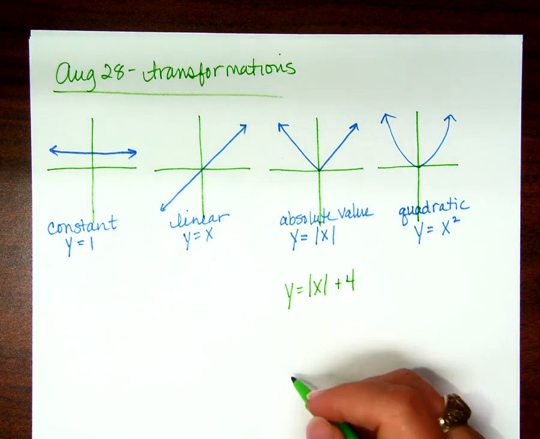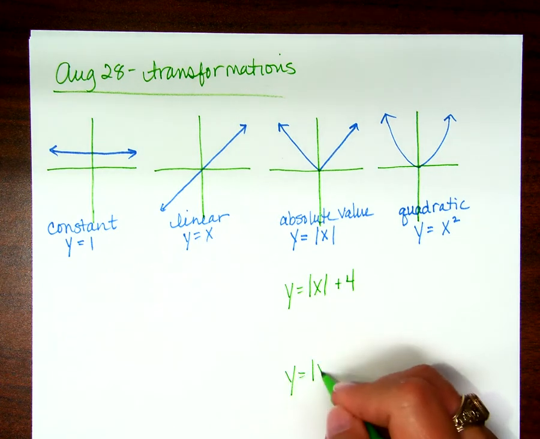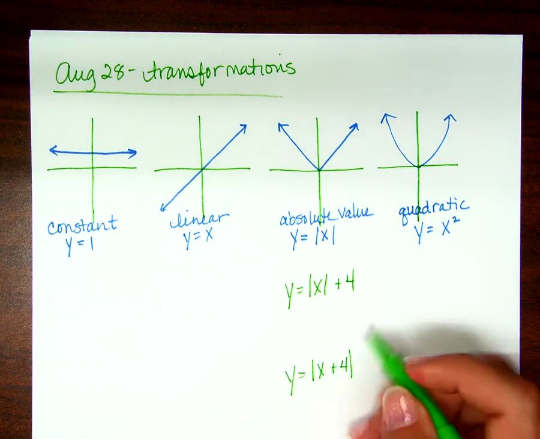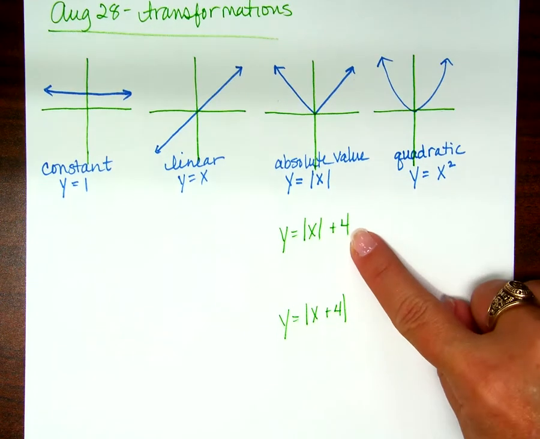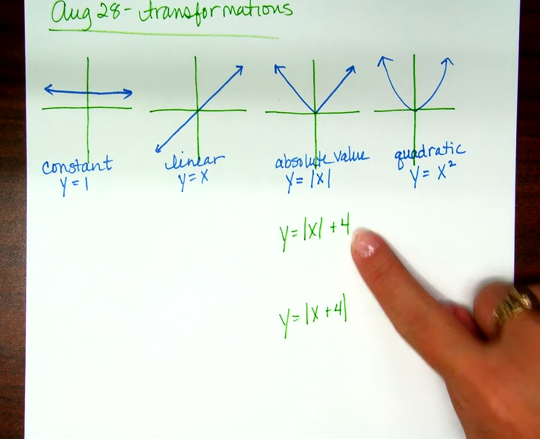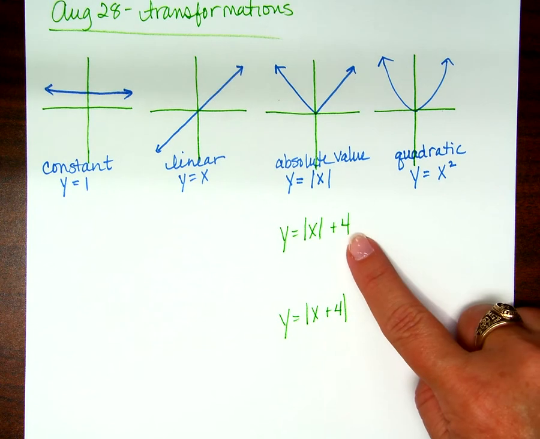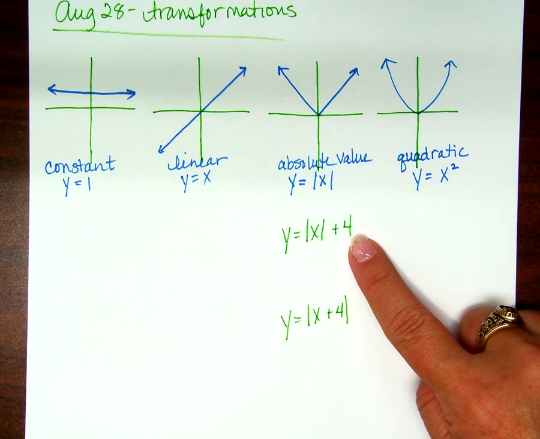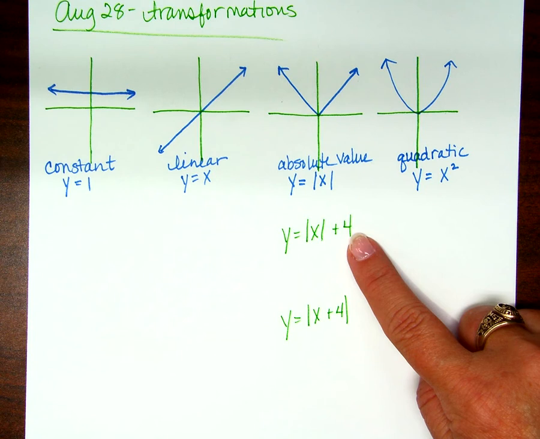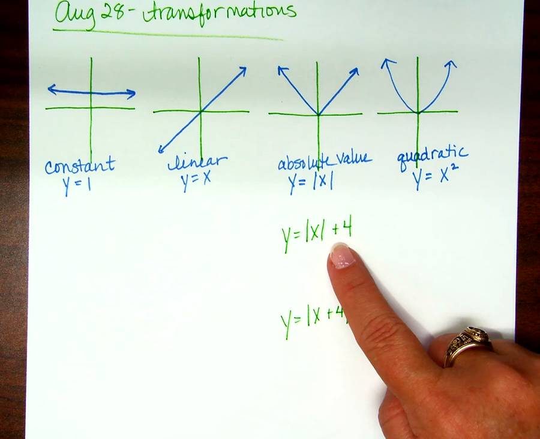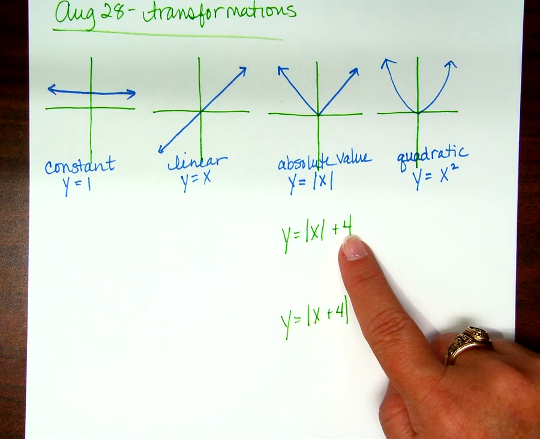Let me show you this. Y equals the absolute value of x plus 4. Now can you tell me if this 4 is inside the function or outside the function? It's outside, right? This is what inside would look like. Outside the function is going to cause a vertical change. Anything being added or subtracted, even multiplied, is going to cause a vertical change. But if it's outside and it's being added, what he said was that it was going to move up 4.